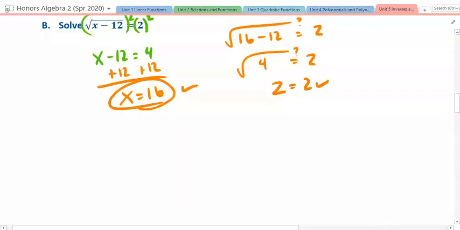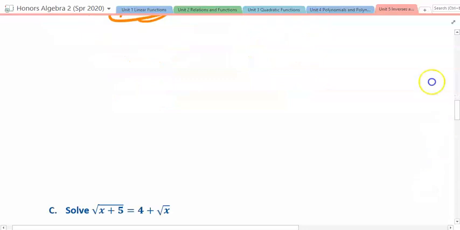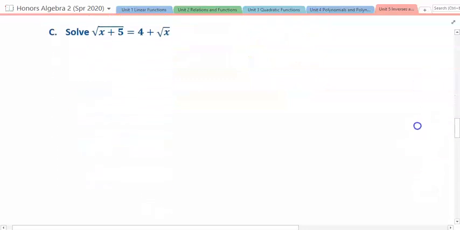So again, we haven't had any extraneous solutions yet because the answer that we have found has been the solution to the problem. But let's look at example 3 here. This example is a little different. What do you notice about it?